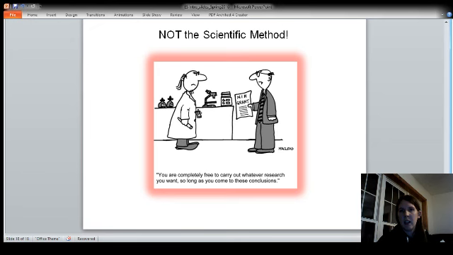And finally, a cute little pun. This is a little comic strip from the NIH grant. It says, "You are completely free to carry out whatever research you want, so long as you come to these conclusions." It's kind of a backhanded way of commenting on how government agencies may go about giving out grants. Human bias comes into play there.